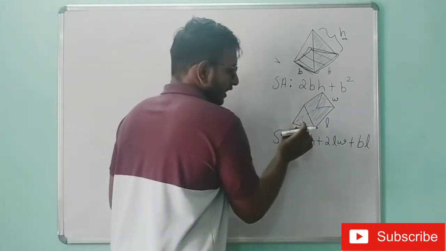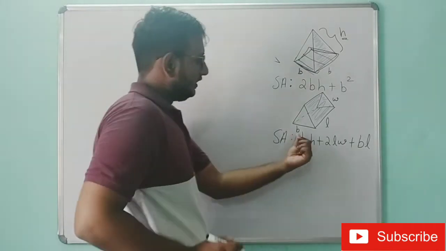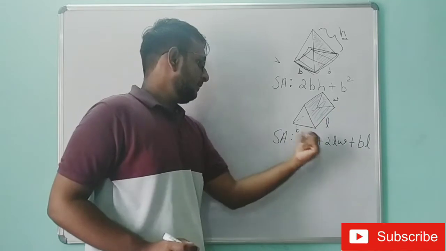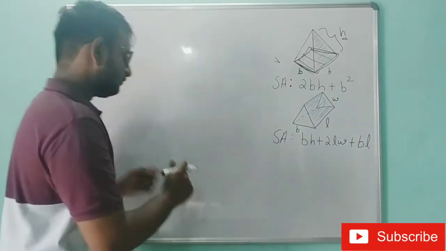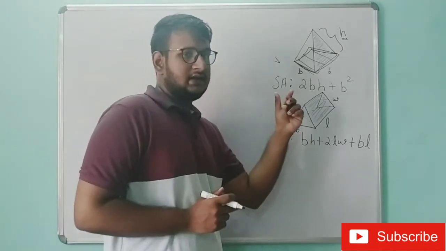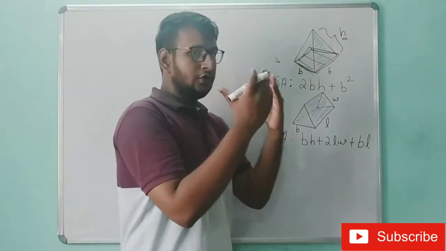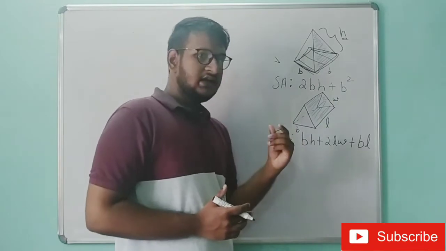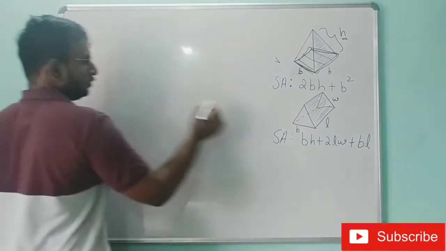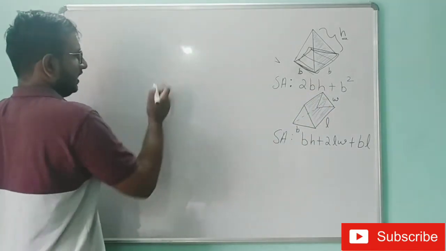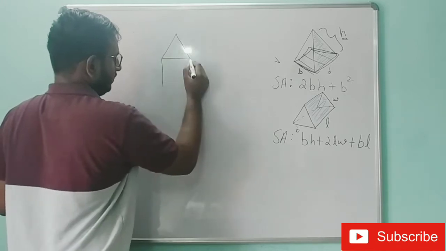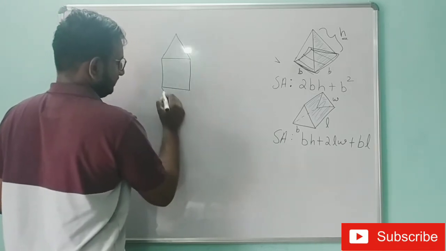We have given a specific number for each length. Okay, B, L and W. Okay, so again I am going to cut this triangular prism, and I am going to wrap it, and what I will get is that if I cut over here and I open that, I will get a shape like this. Okay, I will get a shape like this.